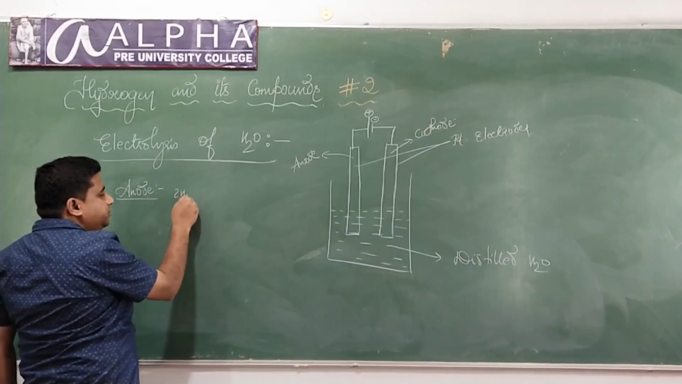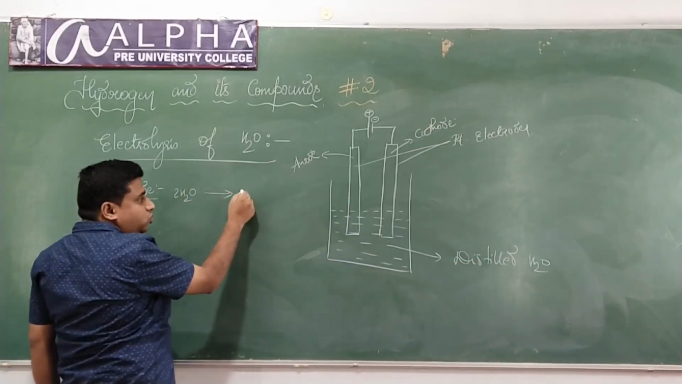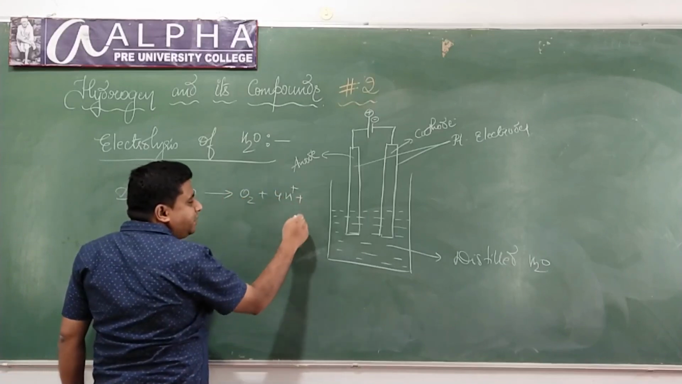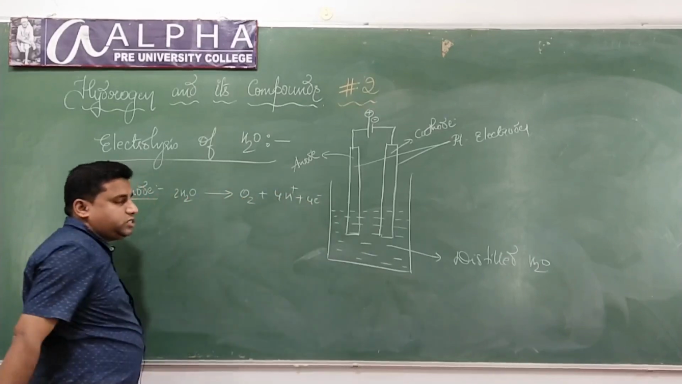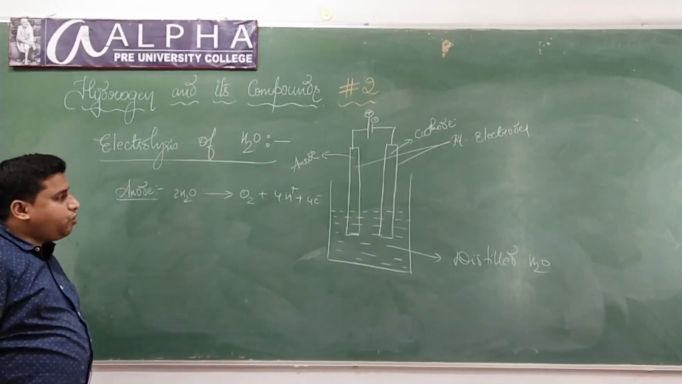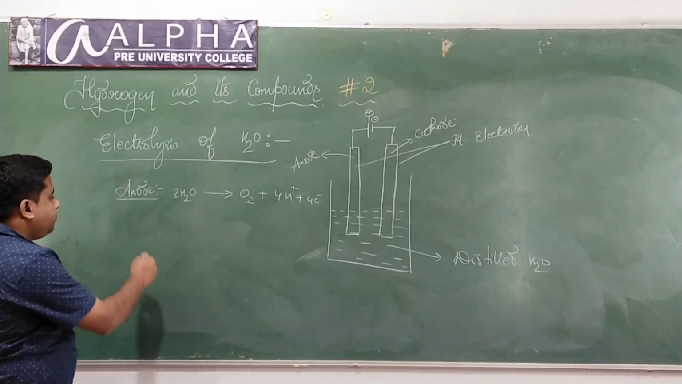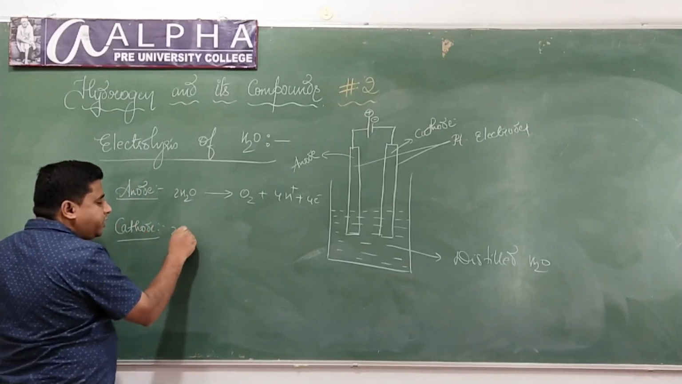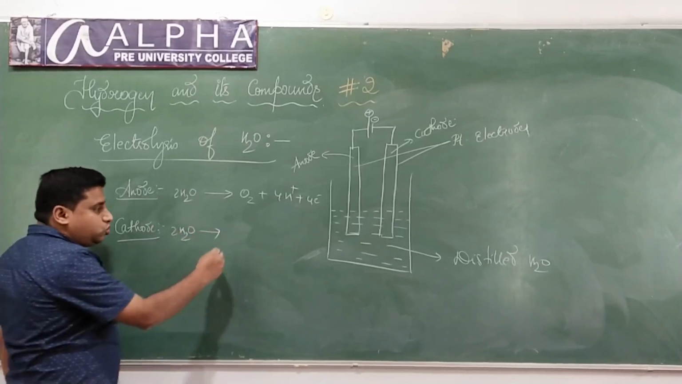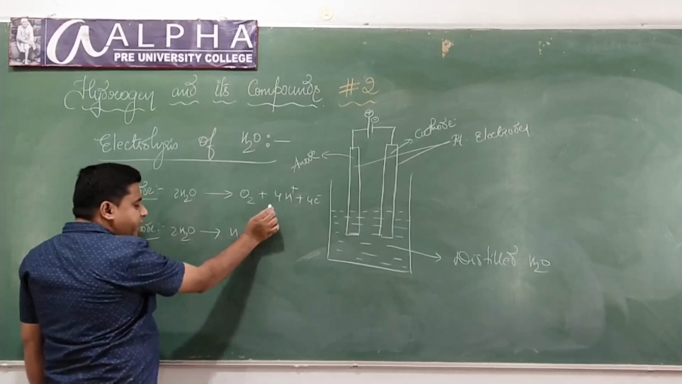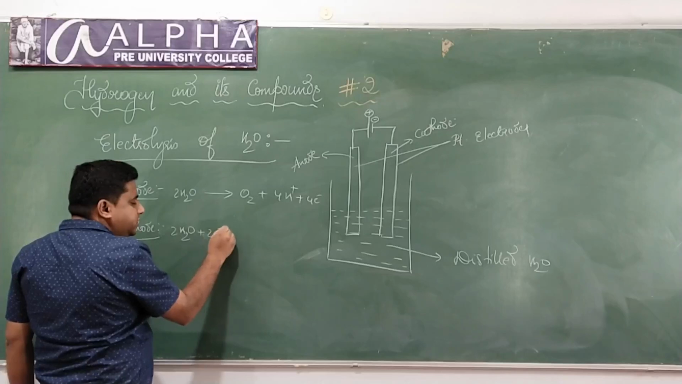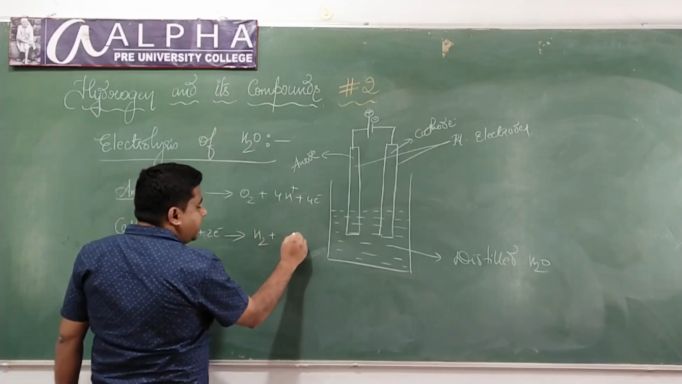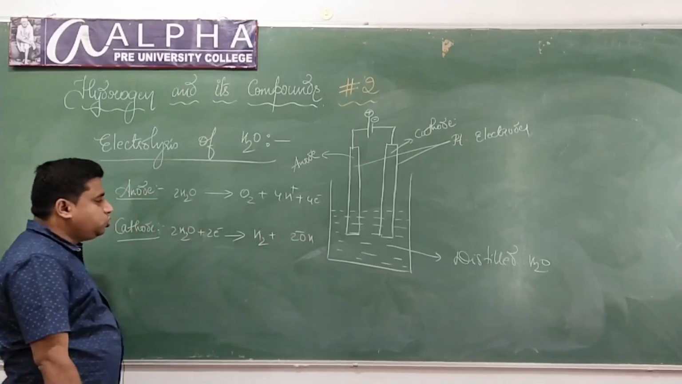This water will get oxidized to oxygen gas, by liberating how many electrons? 4 electrons. I hope you understood. Okay, what happens at the cathode? At the cathode, water will get reduced to hydrogen. It will absorb 2 electrons, gets reduced to hydrogen, and it forms what? Yes, 2OH minus.